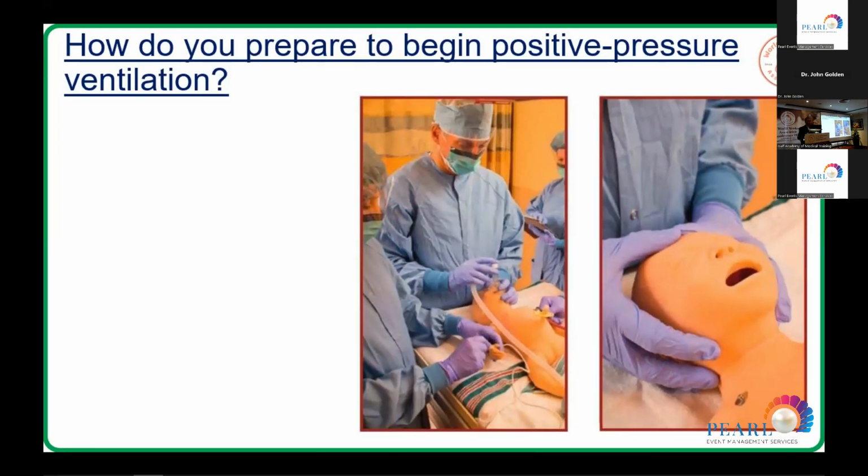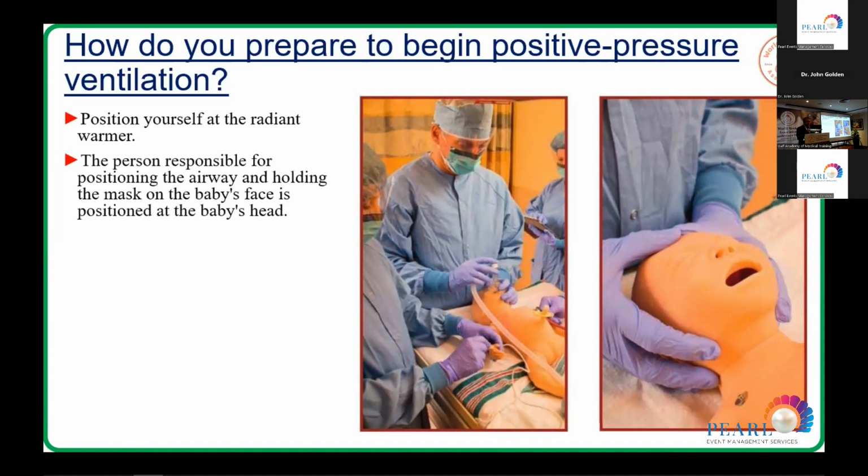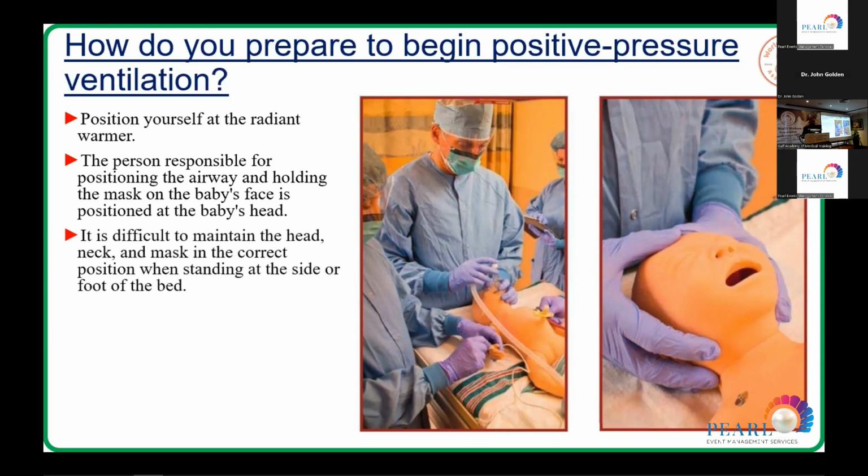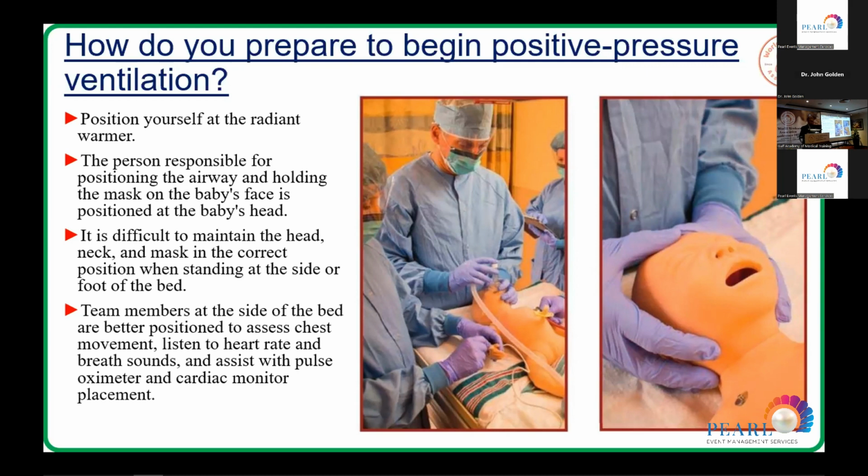How do you prepare to begin positive pressure ventilation? Position yourself at the radiant warmer, the person responsible for positioning the airway. Hold the mask on the baby's face and position the baby's head. It is difficult to maintain the head, neck, and mask in the correct position when standing on the side or the foot of the bed. Team members at the side of the bed are better positioned to assess chest movement, listen to the heart and breath sounds, and this is the pulse oximeter and cardiac monitor placement.